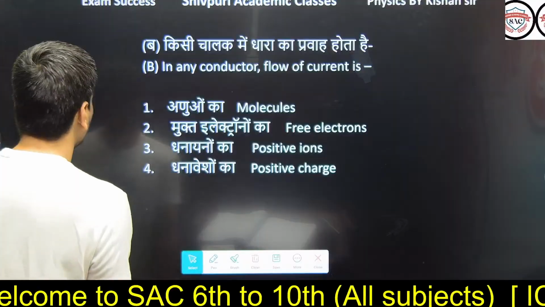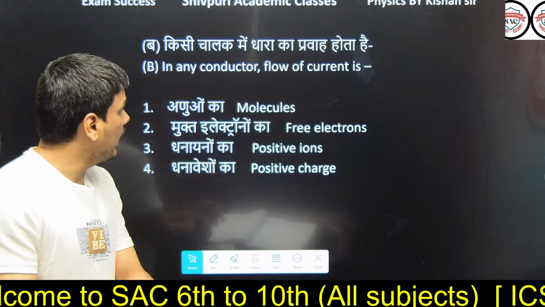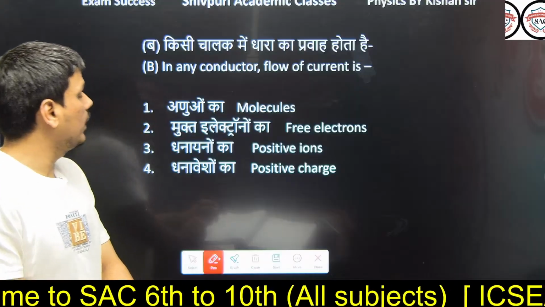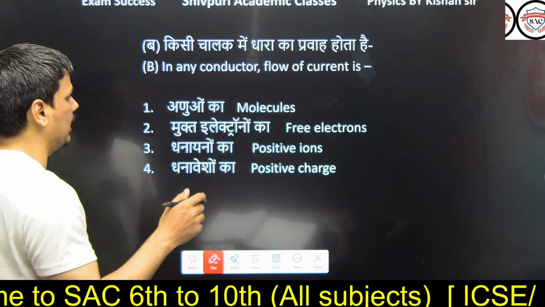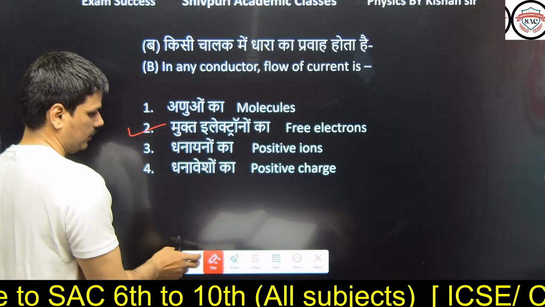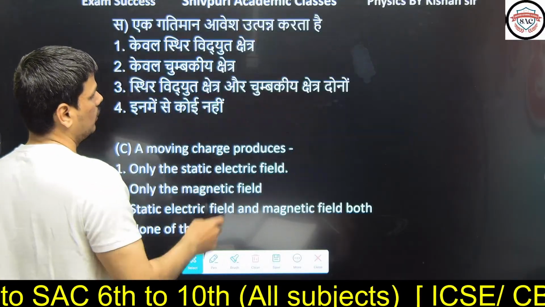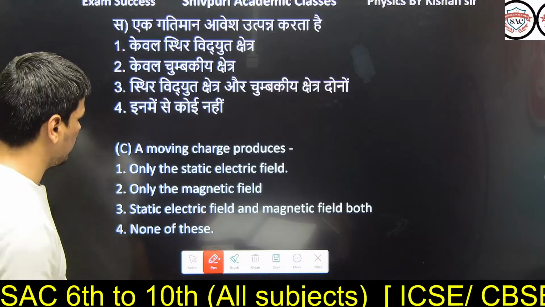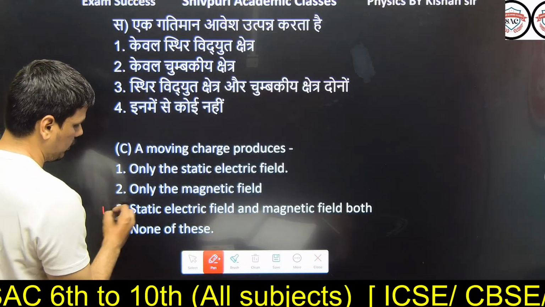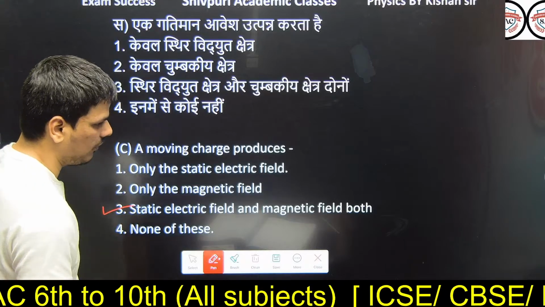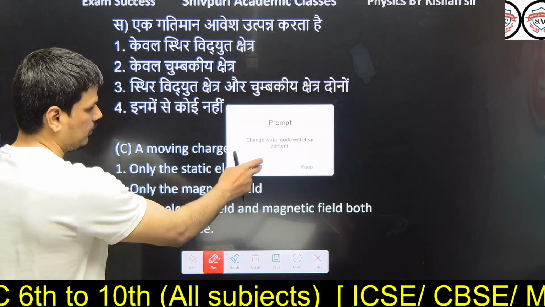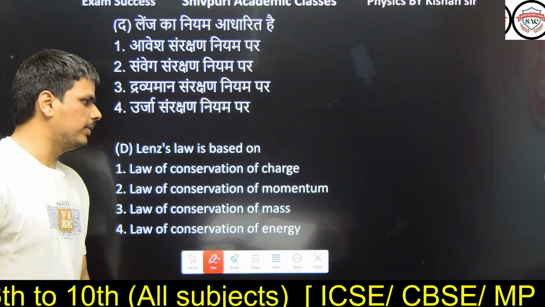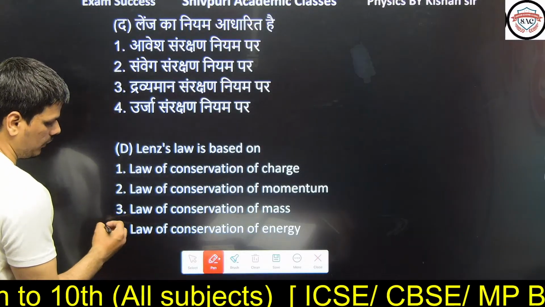Correct? Okay. Now the second question: in any conductor, flow of current is by the free electrons. Now the third question: a moving charge produces, this is a repeated question, so we could write our answer. Answer number 3, static electric field and magnetic field both. For the fourth, Lenz law is based on the law of conservation of energy.